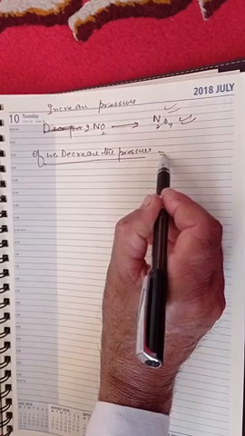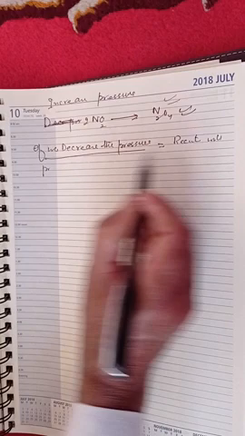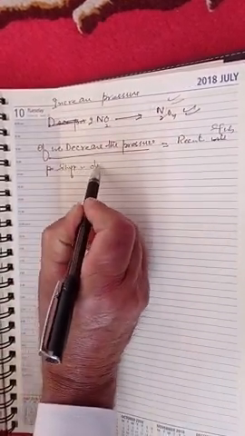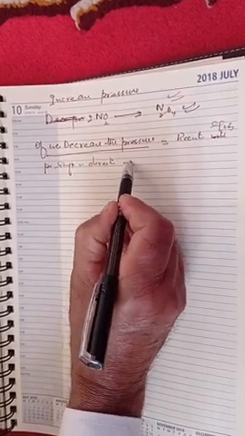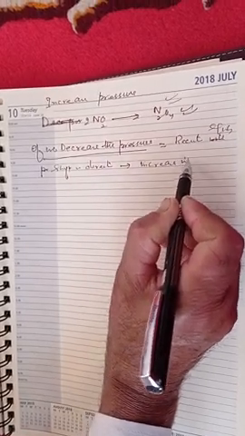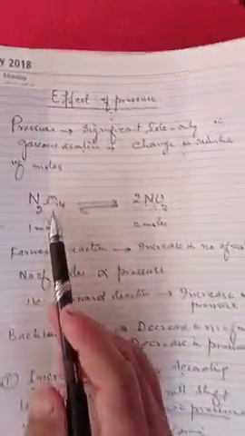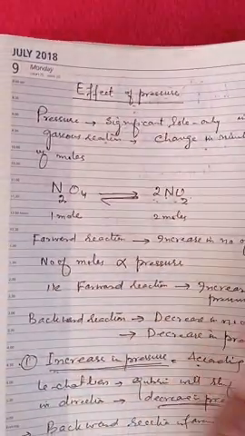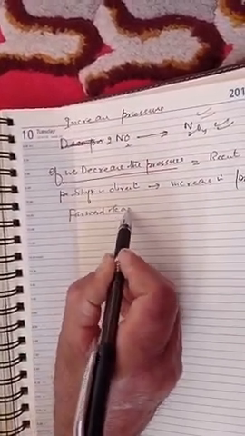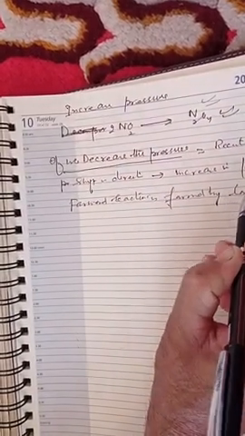according to Le Chatelier's principle, the reaction will proceed, the equilibrium will shift in the direction where there occurs increase in pressure. That means an increase in pressure takes place here in the forward direction. So that means forward reaction is favored in this reaction, and forward reaction is favored by low pressure.